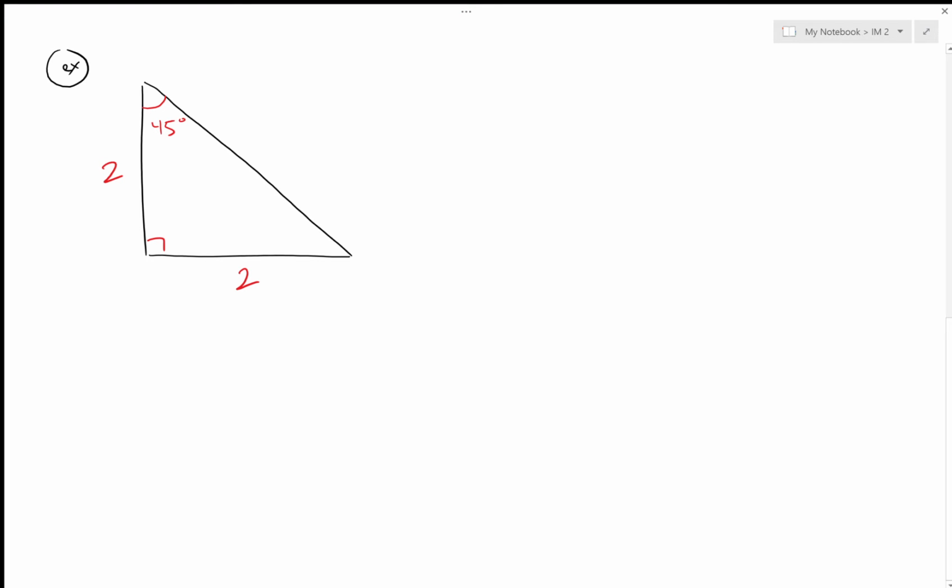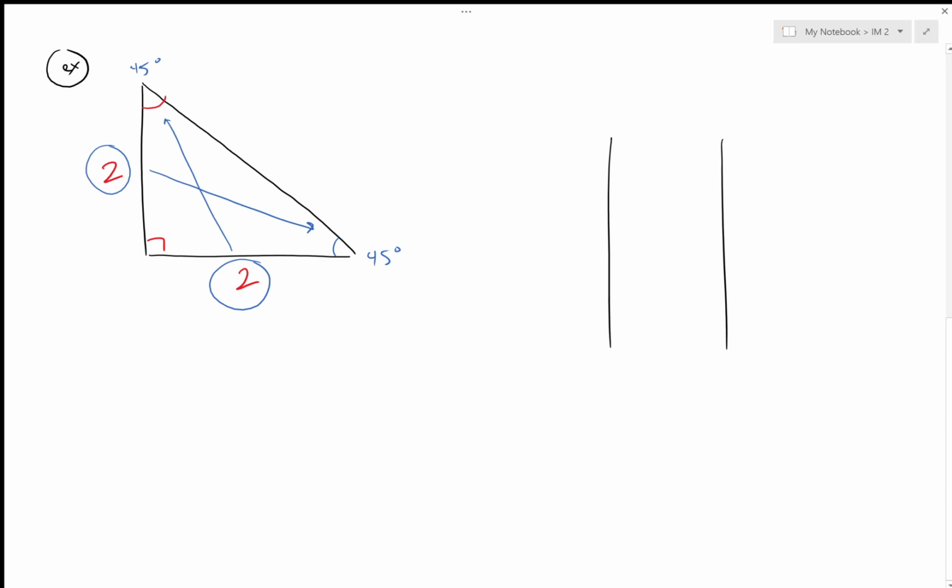Now just based off of that information, even if they didn't give us this 45, so let's go ahead and erase that. If they didn't give us this 45, let's look at the sides they give us. A 2 and a 2. They're both the same size. So if they're the same size, this angle and this angle should be the same. So that would tell me that they need to be evenly split. So this one would be a 45, and this one would be a 45. So if we see the same size sides, this is a 45, 45, 90. And it's a 45, 45, 90, so we need to create that table.